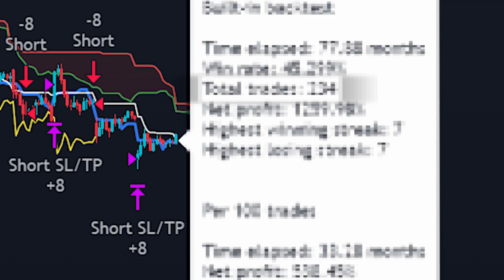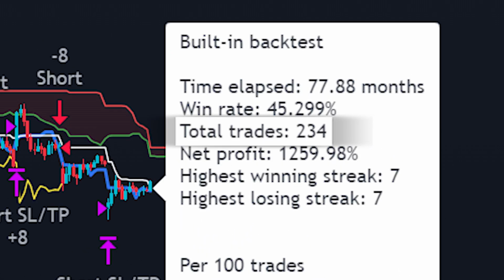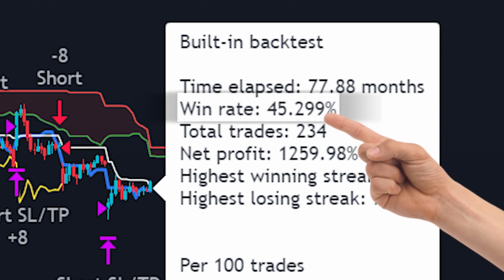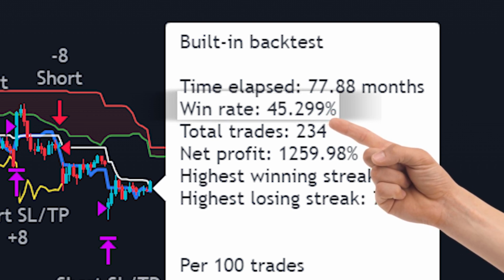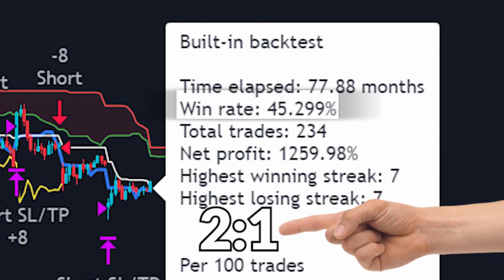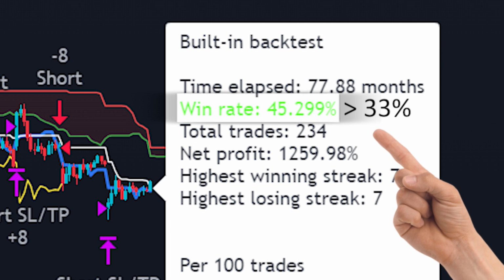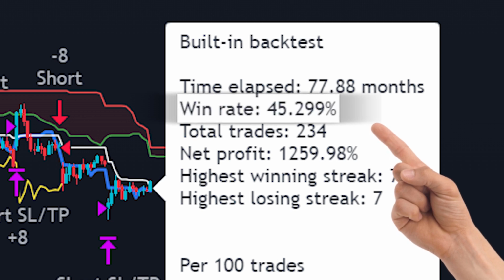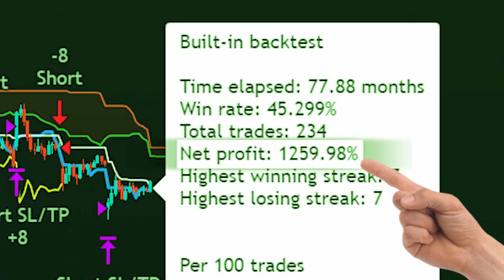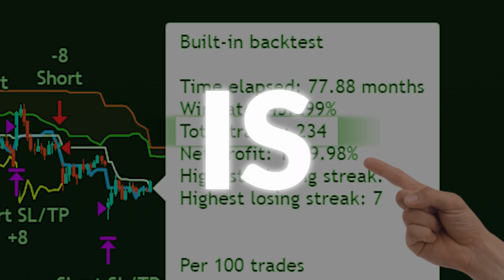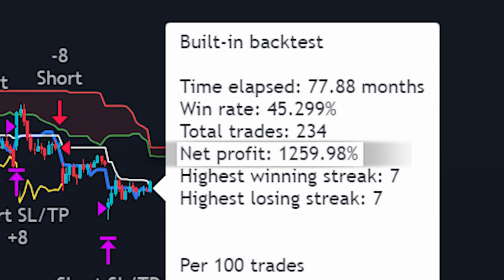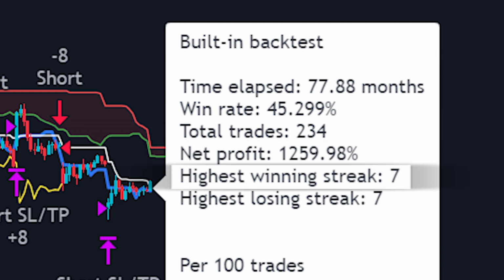The script found a total of 234 trades with a win rate of 45%. Although the win rate is only 45%, remember that our reward to risk ratio is 2 to 1. Therefore, as long as our win rate is more than 33%, we will be profitable, which is why the dashboard displays a profit gain of 1,260% after 234 trades, which is insane. Furthermore, we had a highest winning streak of 7 trades in a row and a highest losing streak of 7 trades in a row.